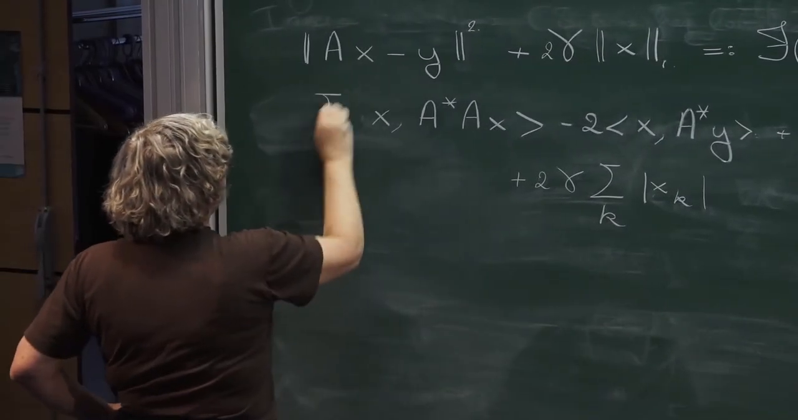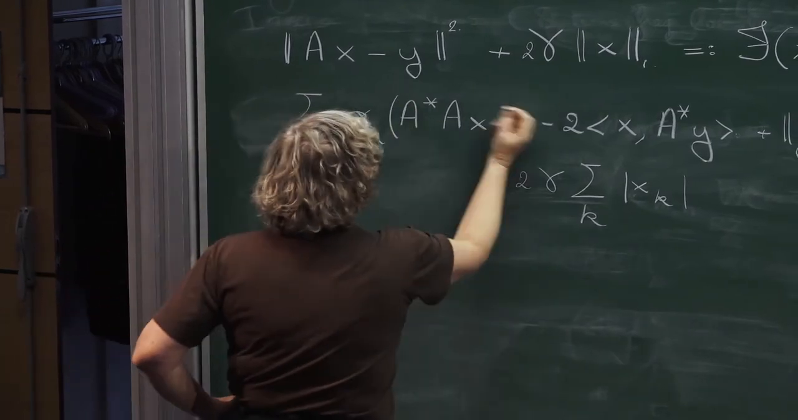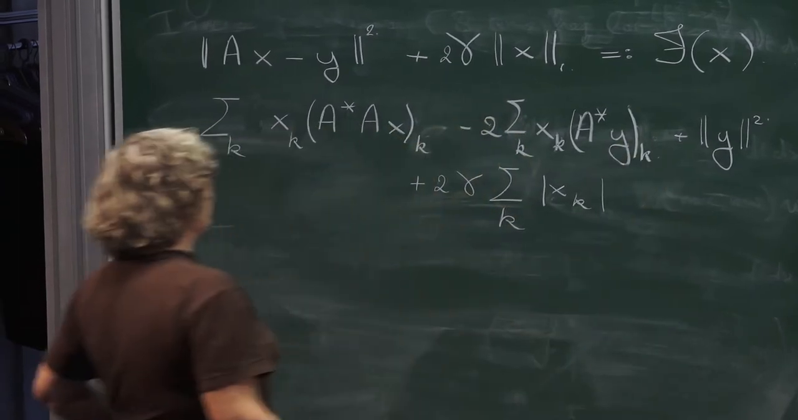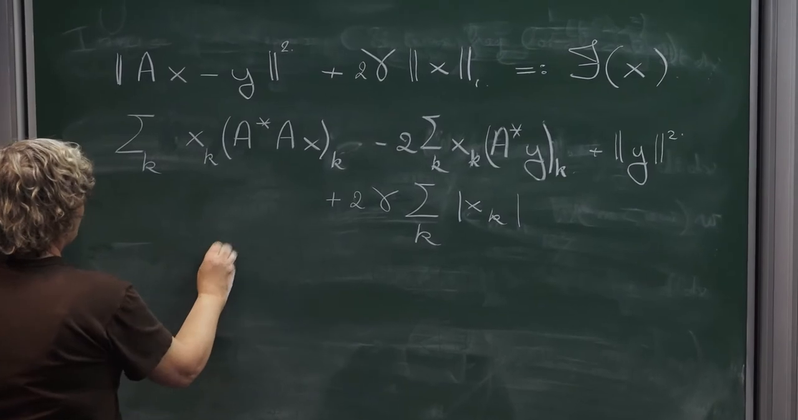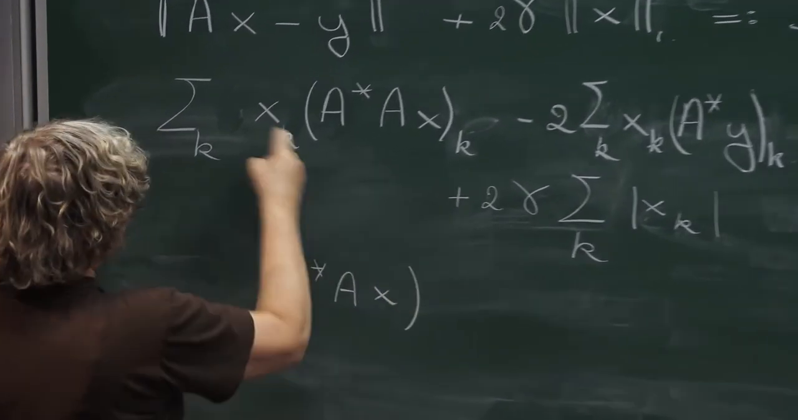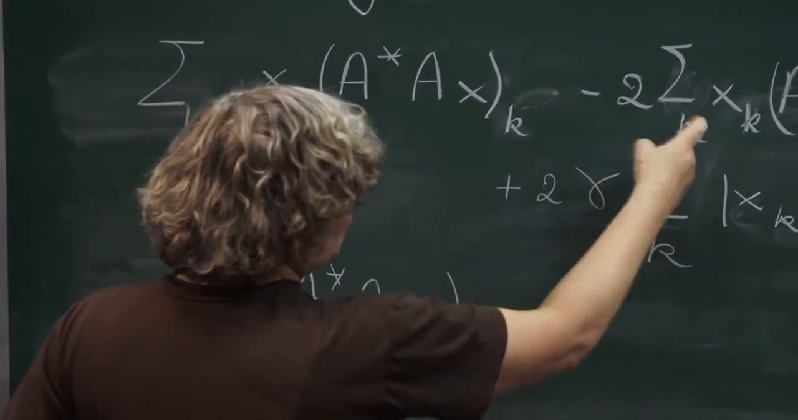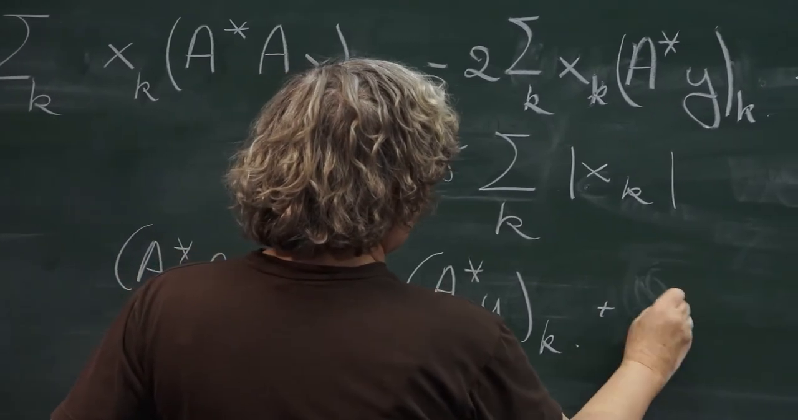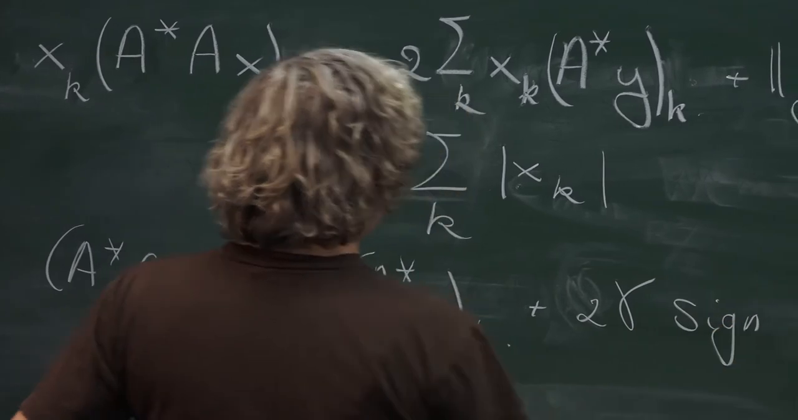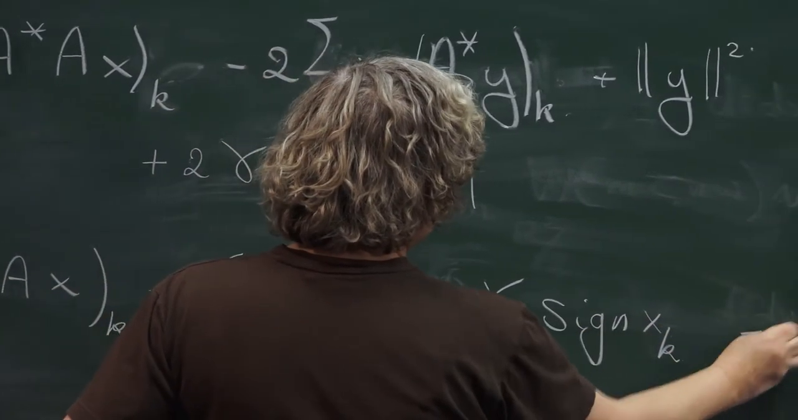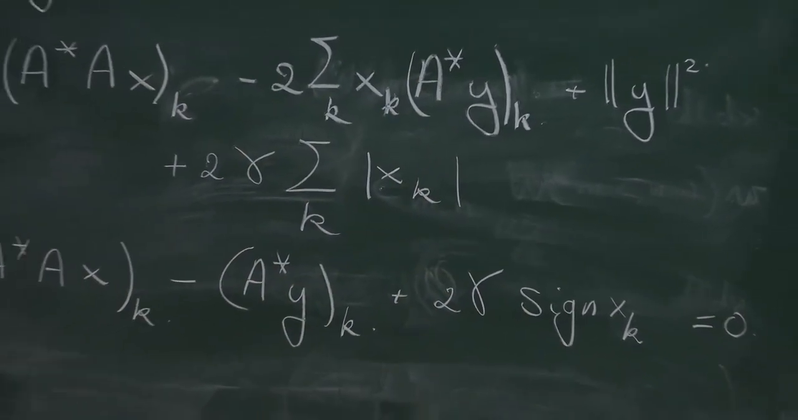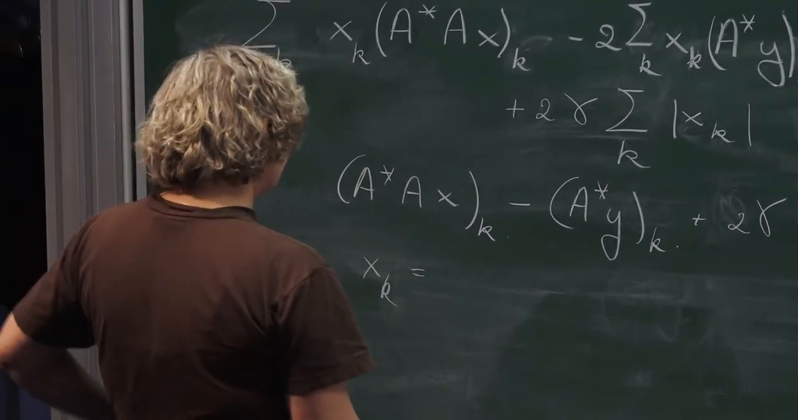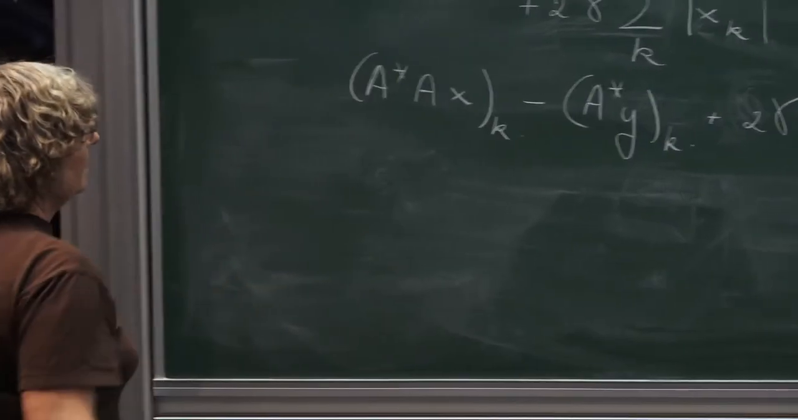So here I have the sum over k of xk, and then this k minus 2 times the sum over k of xk. If I write my minimizers, then I get a star a xk times 2, because it's quadratic, minus the 2 I have here, so let me forget about it, a star yk, and then plus 2 gamma sign xk, and that should be 0. So by the same argument as before, this should be 0.